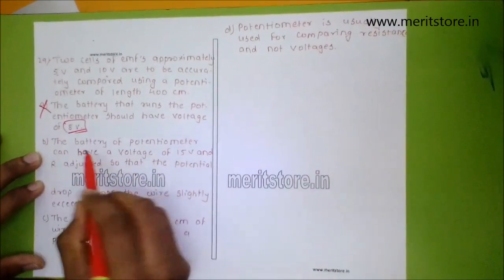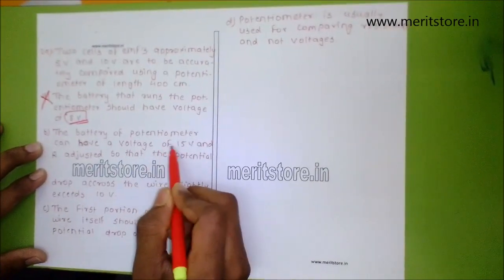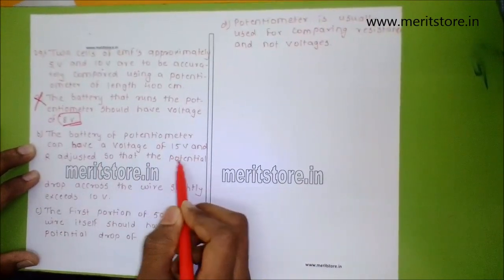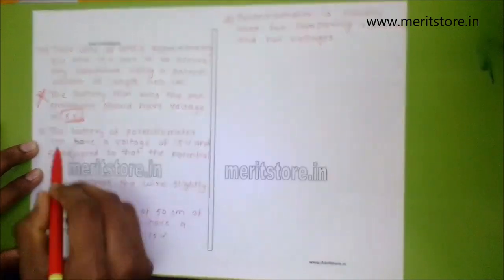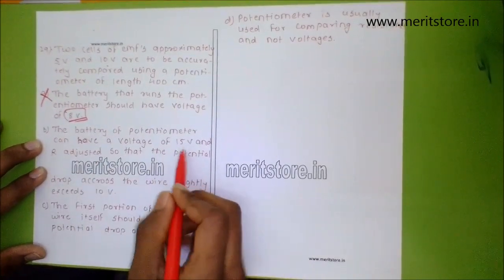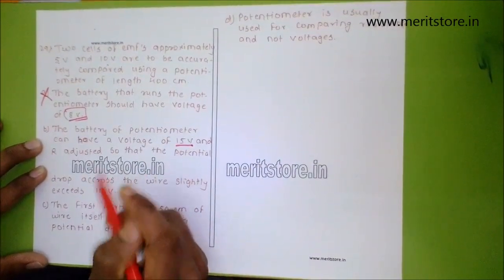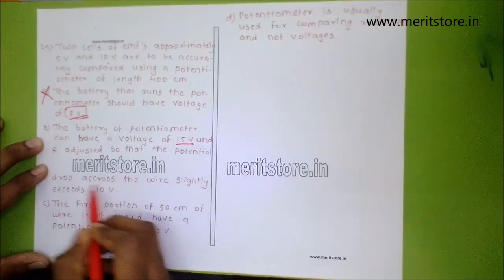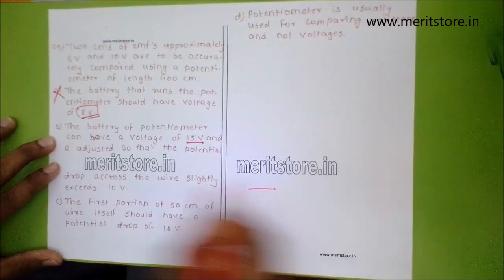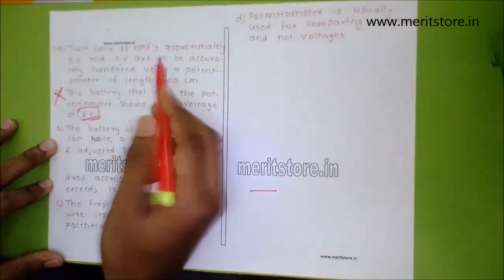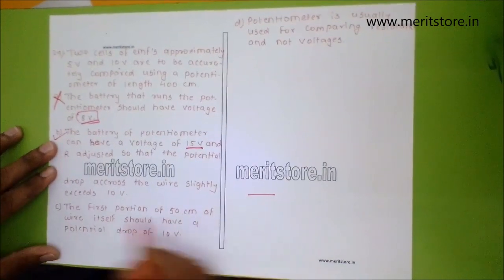The second option, the battery of the potentiometer can have a voltage of 15 volts and R is adjusted so that the potential drop across the wires slightly exceeds 10 volts. This option seems quite correct since the driving potential is greater than individual potentials of the batteries to be compared, and also the potential drop across the entire length of the wire is greater than both the potentials, and hence this seems correct. Let's look at the third option.